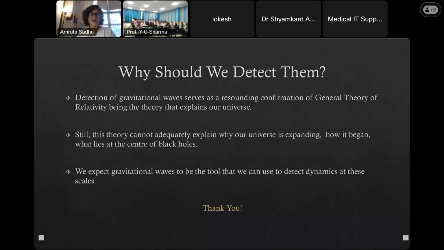So why do we bother with all this? One, because it tells us how the universe that we live in works. Even though we like the general theory of relativity, it still leaves some unanswered questions, so we hope that looking at gravitational waves will tell us more about them. This is why we should bother with these things.